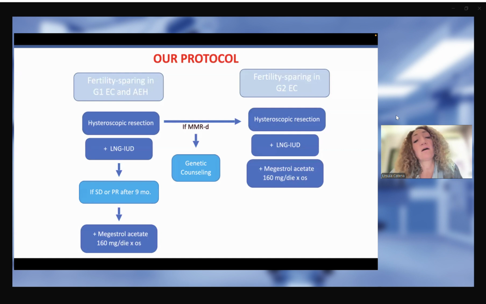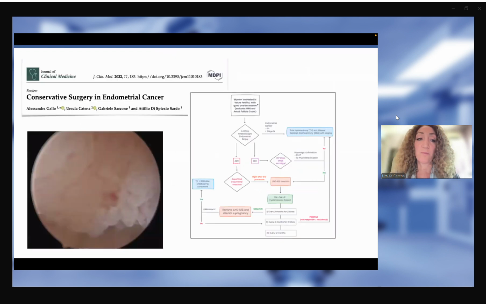If on the immunohistochemistry they have a mismatch repair status deficient, we surely perform genetic counseling, and they are treated as G2 endometrial cancer. They are all treated from the beginning by hysteroscopic resection plus levonorgestrel IUD and megestrol acetate 160 milligrams given orally per day.